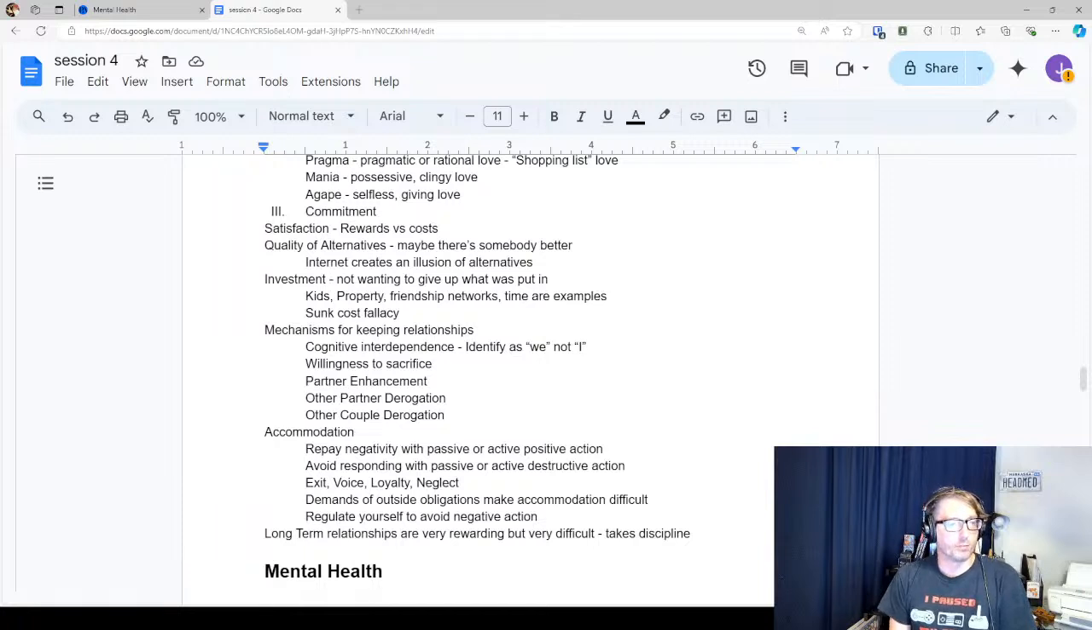So then he gave different mechanisms for keeping relationships going. One is to develop cognitive interdependence with the other person. It's something that we tend to avoid because people don't want to be dependent on other people, but it's actually kind of important. We are social creatures. Then we have the willingness to sacrifice.